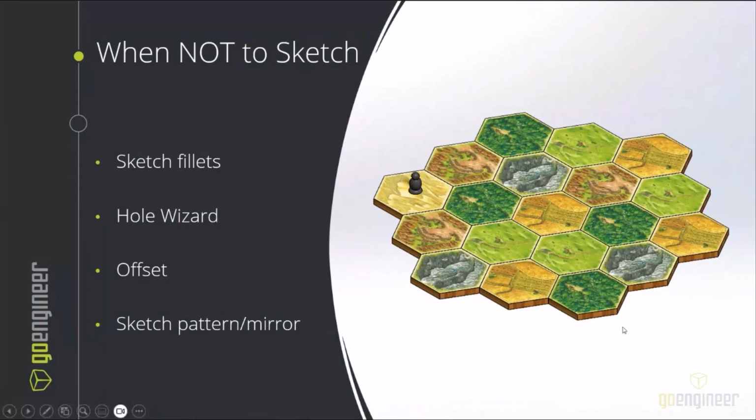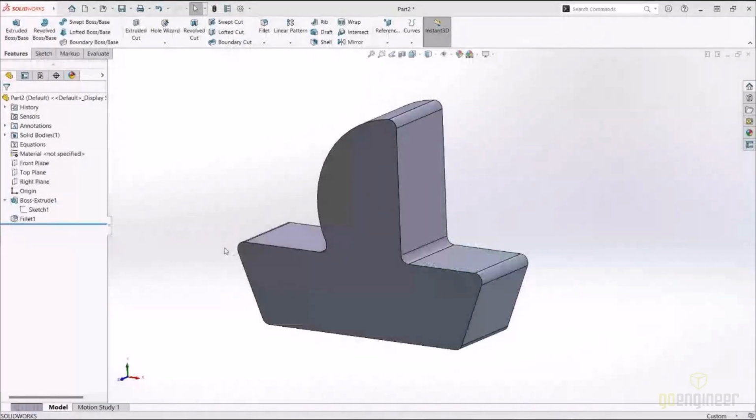Another thing that I'm not going to sketch is anything that I can accomplish with the hole wizard. I'm not going to sketch those profiles. I'm not going to offset, and I'm rare to never going to use a sketch pattern. Let's see those three.